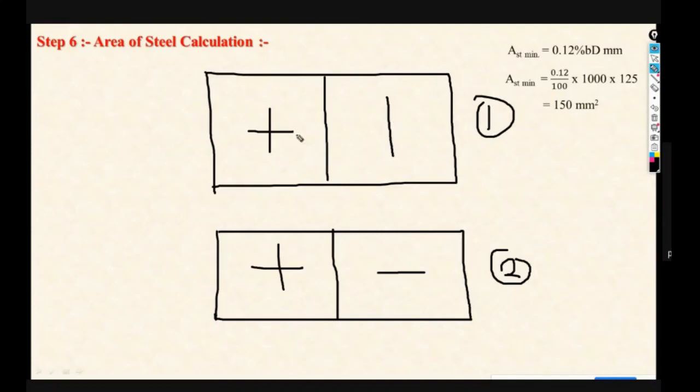Such a type of slab we are not considering as a continuous slab. It is not a continuous slab because the direction of main reinforcement is different in the one-way and two-way slab. But in the second case, the direction of main reinforcement is continuous to the two-way slab. So now we can consider this as continuous.